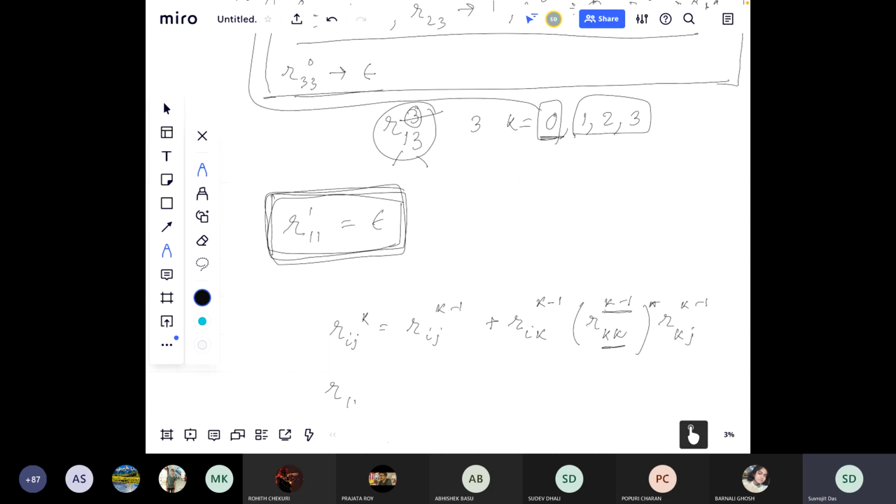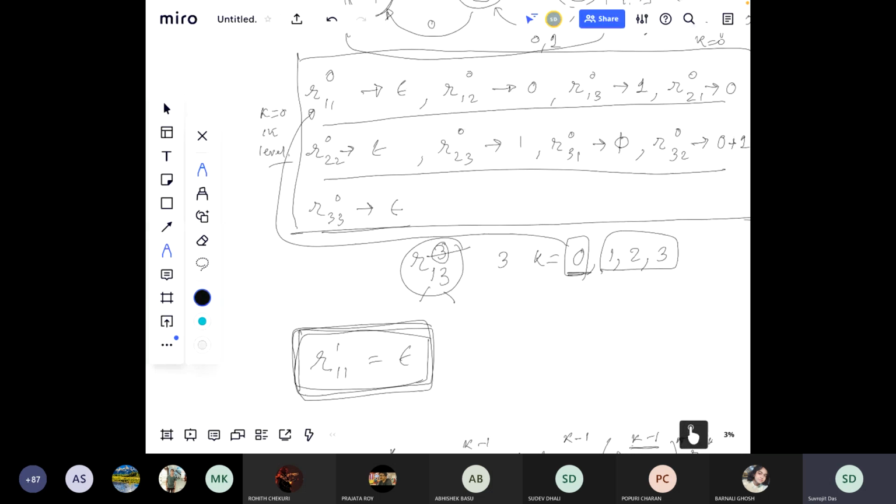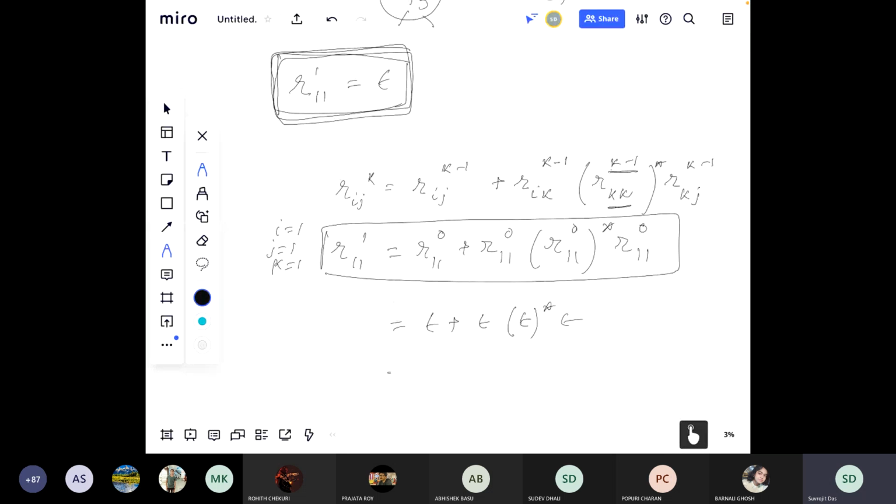So we need to calculate R111. So I equal to 1, j equal to 1, and k equal to 1. Right? Plain substitution. R110 plus R110 star R110. Done. We have substituted i equal to 1, k equal to 1, and j equal to 1. Now what do you get? You get epsilon plus epsilon, epsilon star, and then epsilon, because your R110 was epsilon, right? So what does it come out as? It comes out as epsilon plus epsilon, and that is epsilon. And that is how you get epsilon.